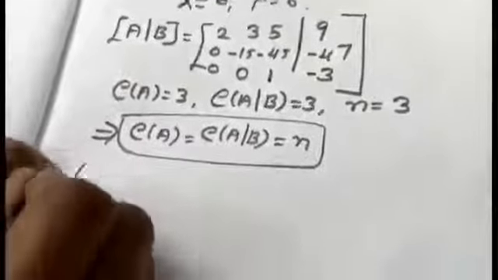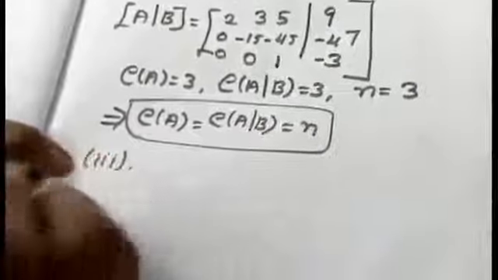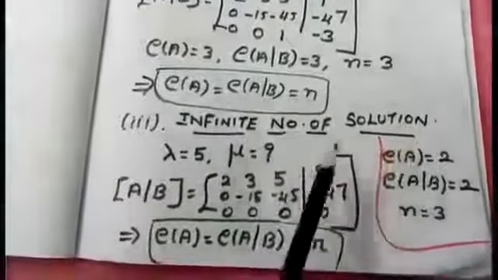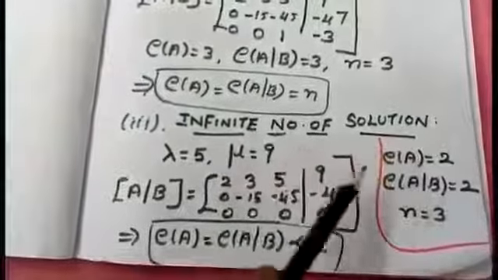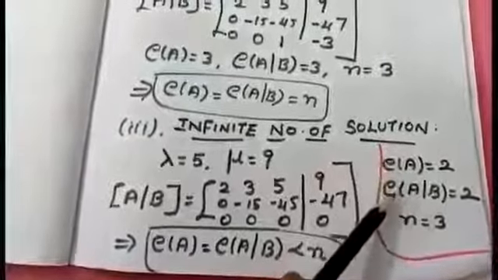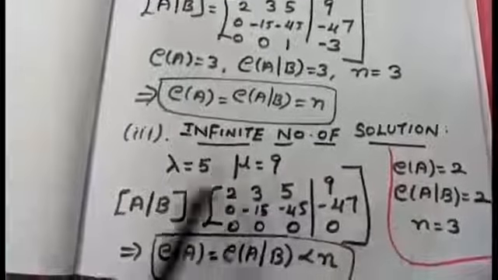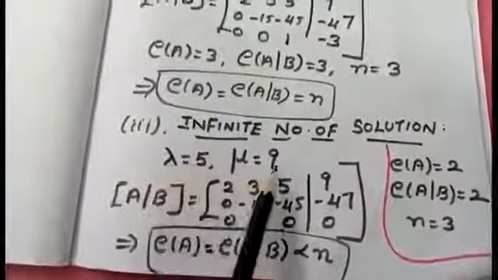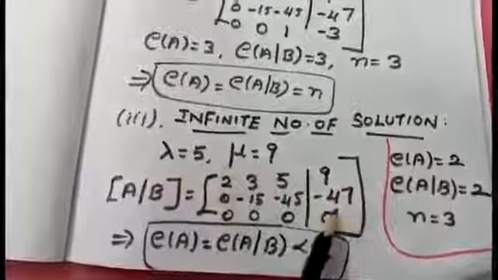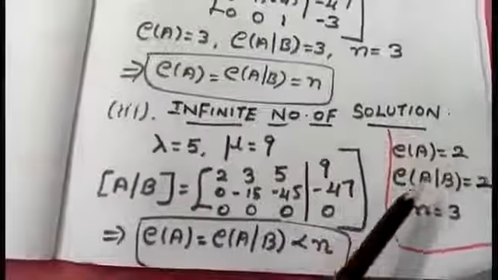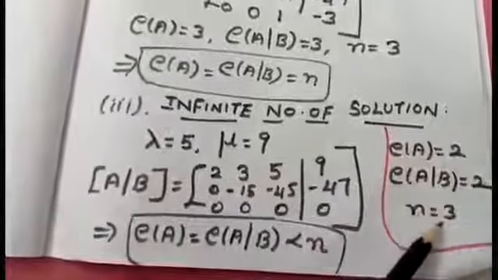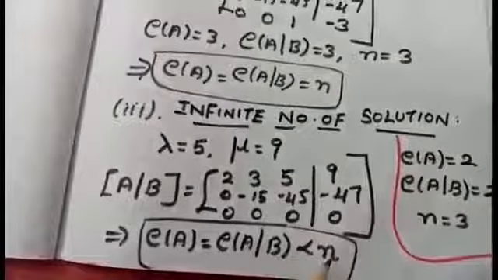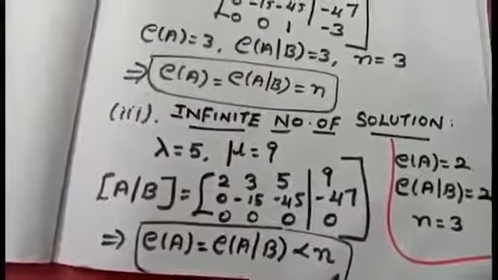And the third one is infinite number of solution. Infinite number of solution means the rank of A and rank of AB must be less than n. So what I am going to do is, I am going to give the value for lambda equal to 5, nu equal to 9. I will be getting in this form. If you check, rank of A equal to 2, rank of AB equal to 2 and n equal to 3. So I am getting the condition which is necessary for infinite number of solution. Next we are going to see exercise 1.7.